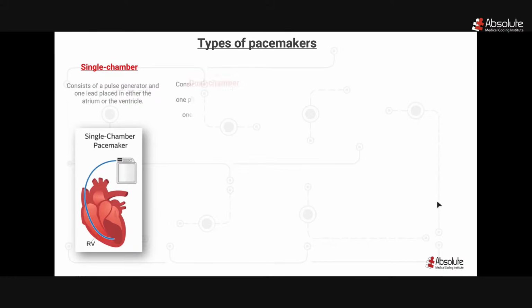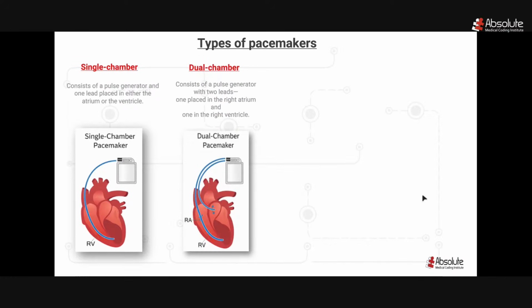And next up is a dual chamber pacemaker. Now we are leveling up, and this system consists of one pulse generator and two leads. One of these leads will be placed in the right atrium and one lead will be placed in the right ventricle. So this allows the pacemaker to coordinate the timing between the top chamber and the bottom chamber of the heart. So remember, dual means two leads, and one will be placed in your atrium and the other will be placed in your ventricle.